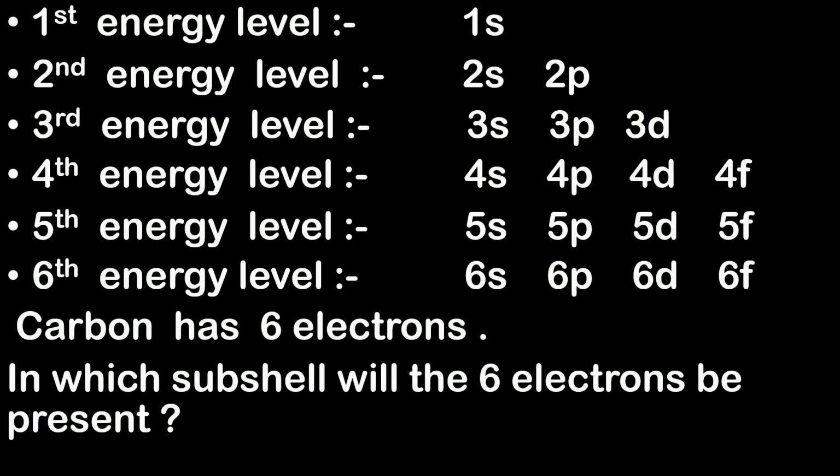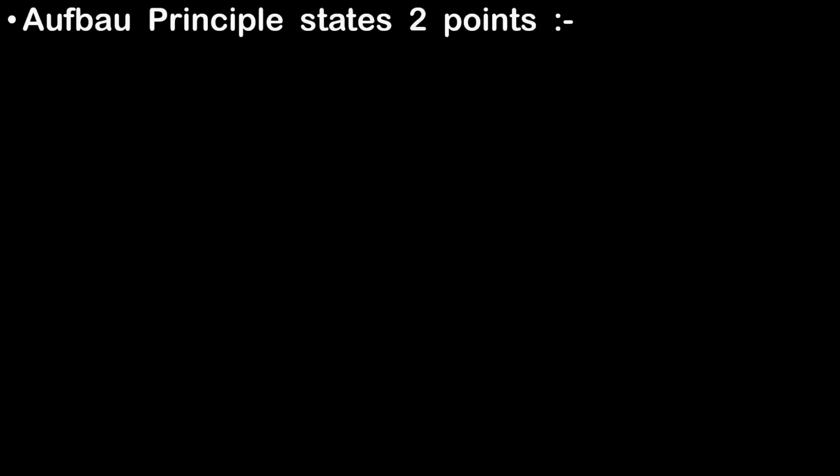Now, what is this Aufbau principle? First of all, let us understand the meaning of this word. Aufbau means nothing but building up. It is a German word, and Aufbau is not the name of any scientist, so don't consider it as the name of a scientist. It has a meaning, which is building up. Basically, the Aufbau principle gives us 2 points, and on the basis of these 2 points, we will judge which subshell an electron will go into.